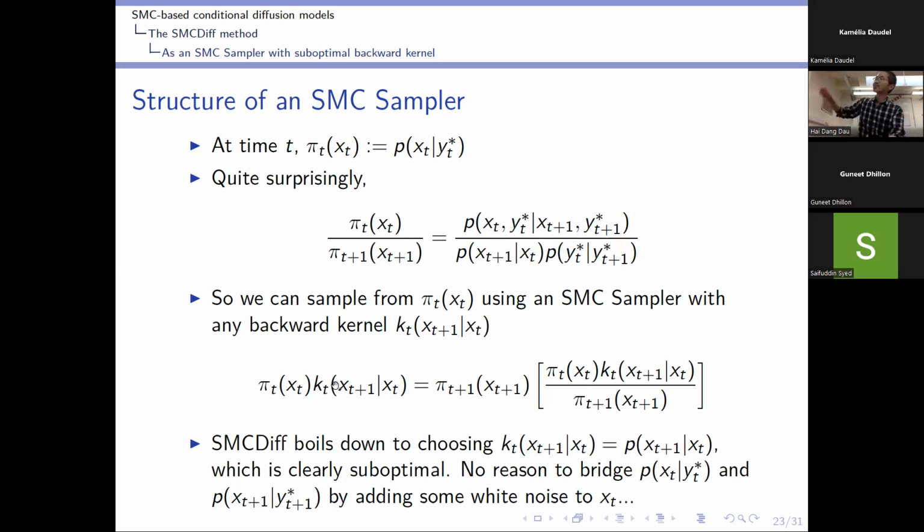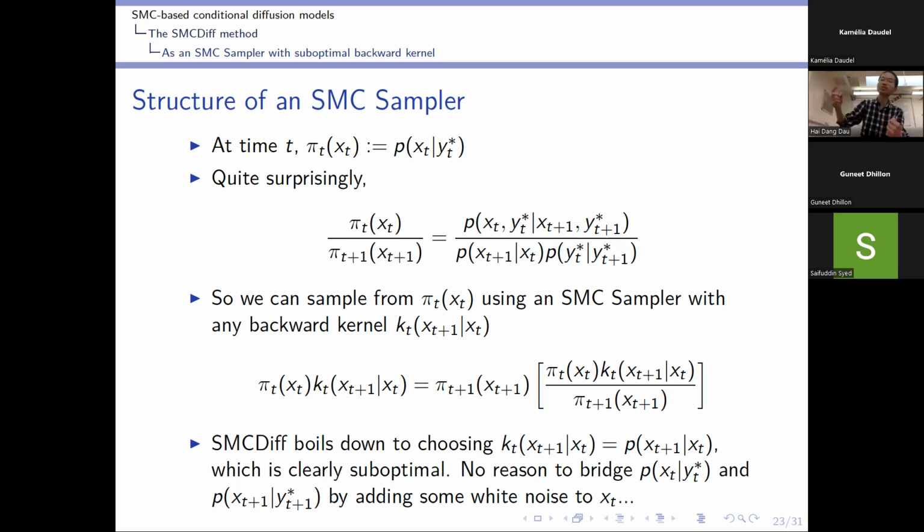All right, so there's another result that I won't spend time to prove because it's tedious algebraically. But SMCD boils down to choosing this backward kernel to be the forward kernel of the distribution p(x_{t+1} | x_t), which is clearly very suboptimal. Why is it suboptimal?